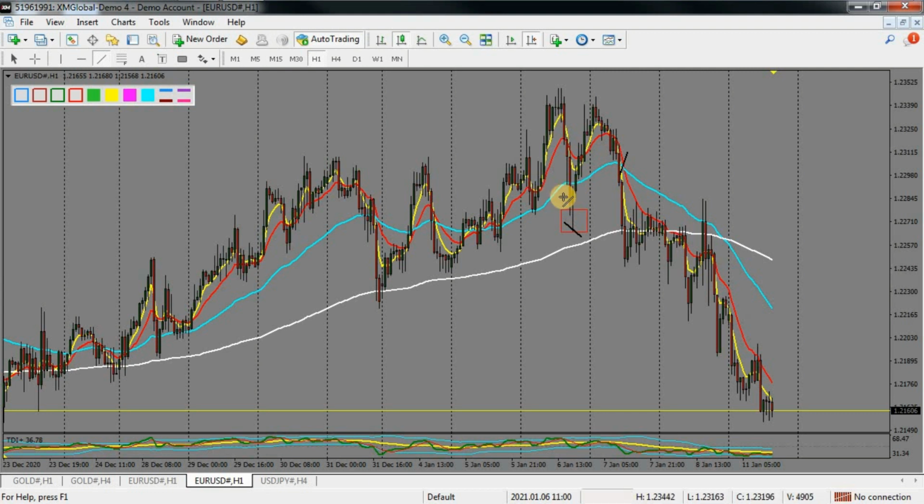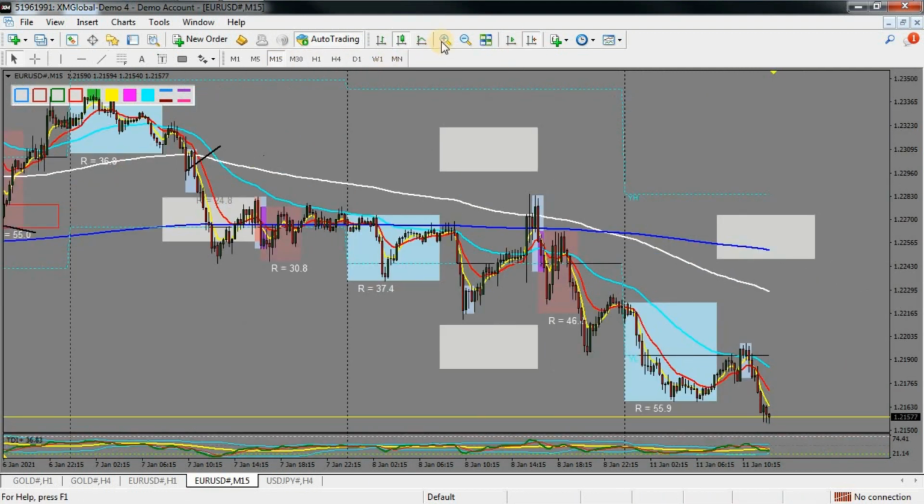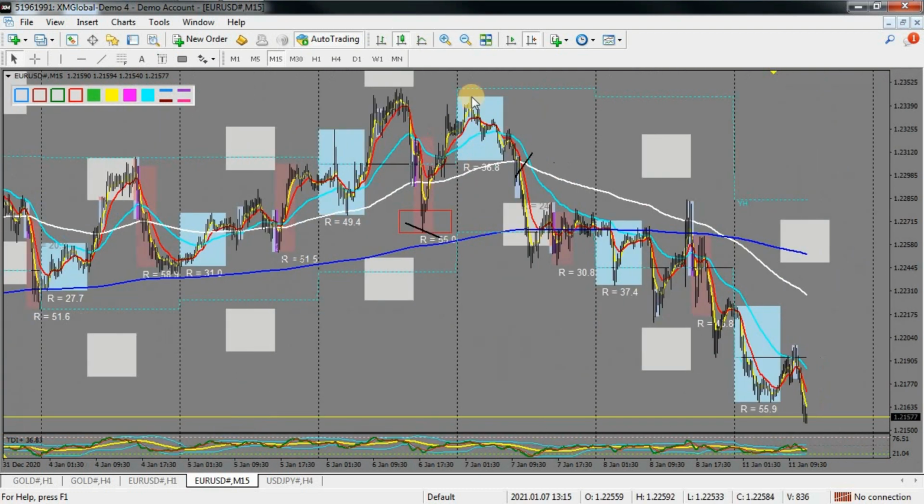Some people are short right here. Now this is what will happen to people. Let's go to the 15 minutes time frame. Right, they'll take the first leg. Right, you take the first leg, you look at this, a very good peak formation, and then you're short.